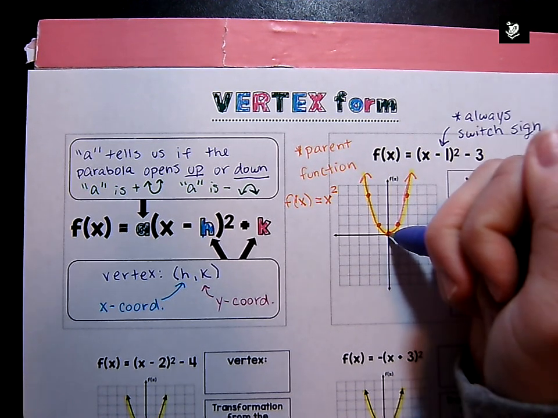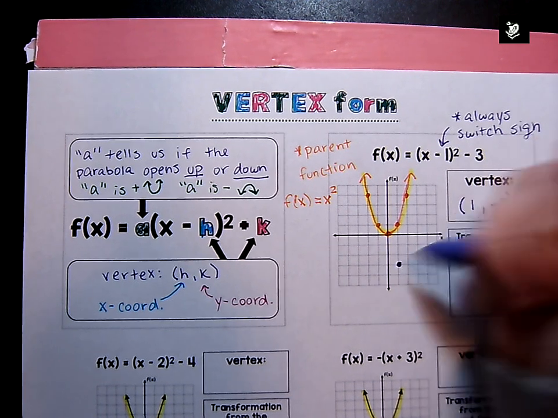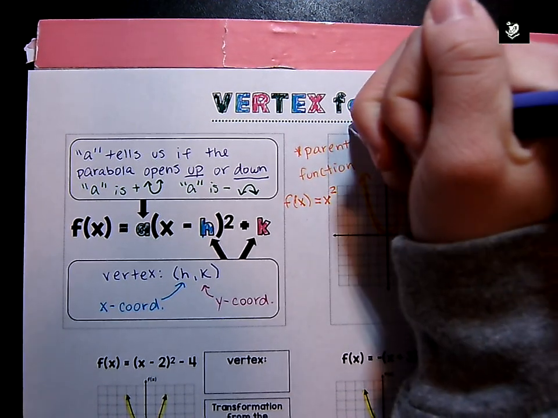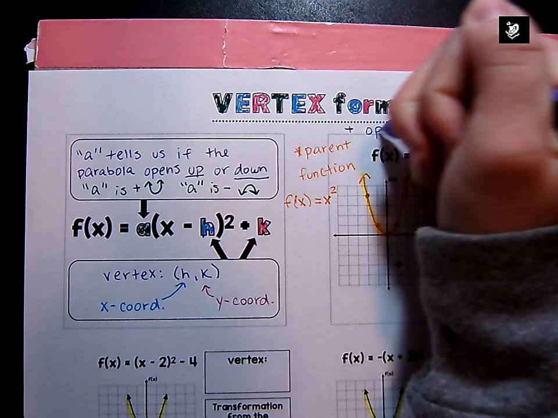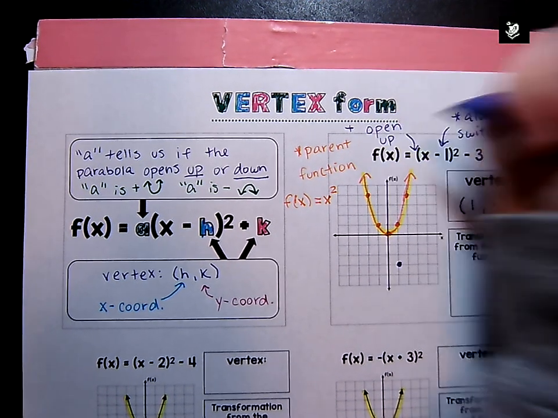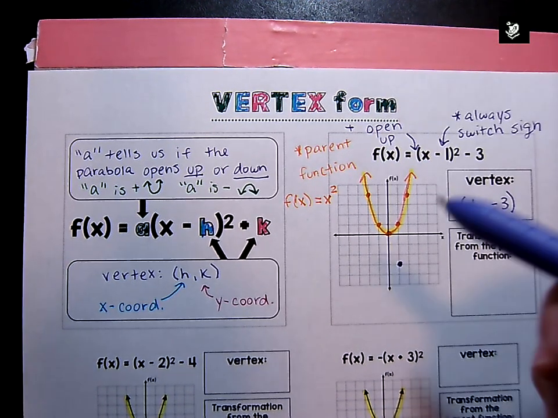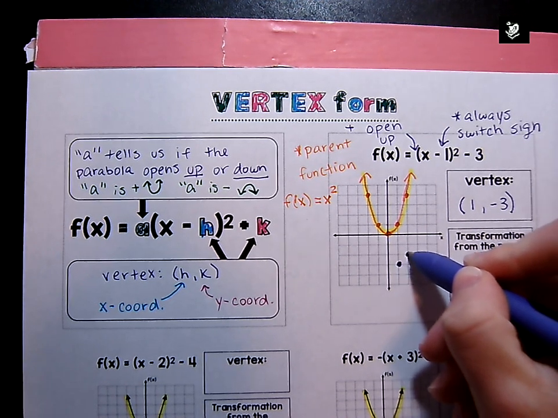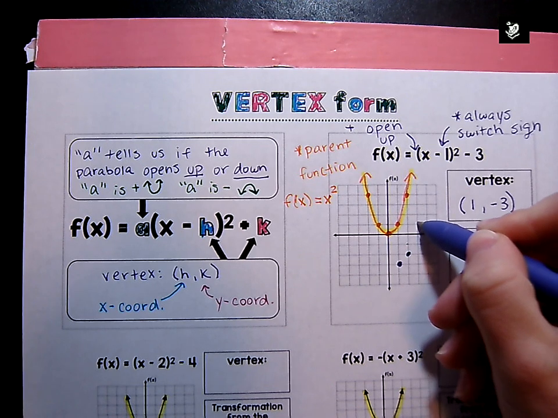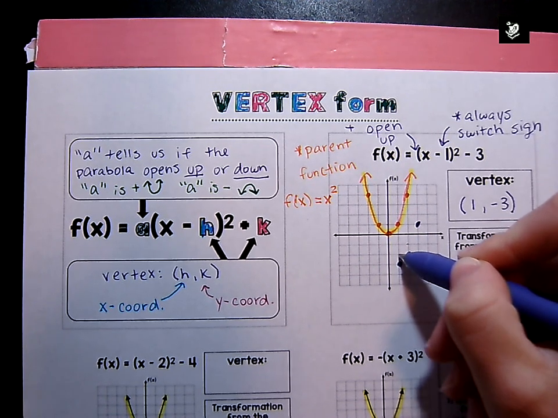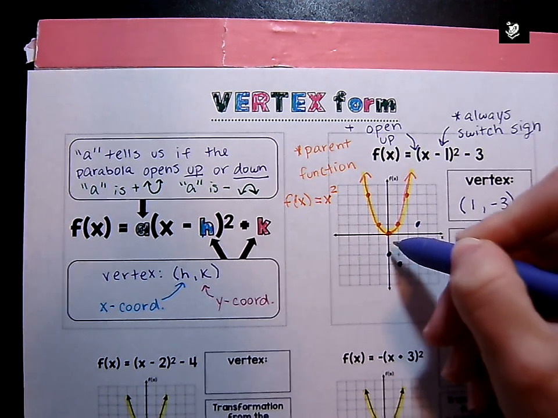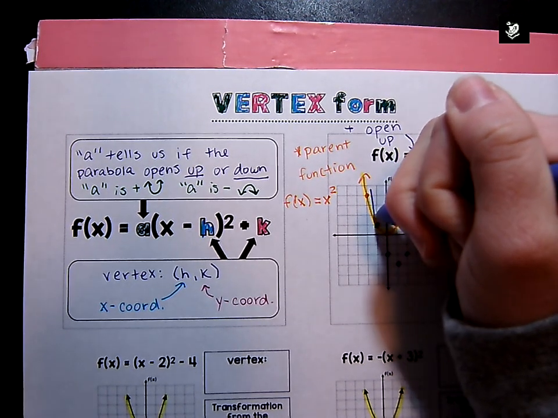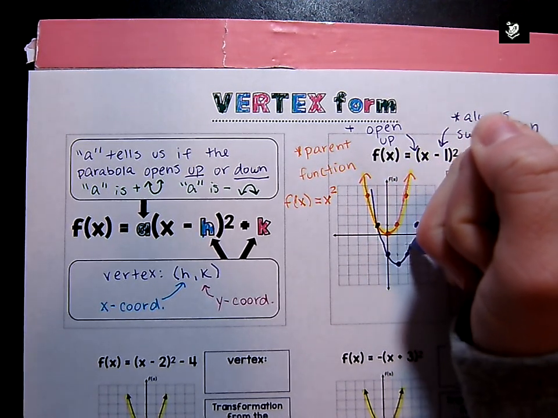So I'm going to graph that. 1, negative 3. Since there's no negative sign here, it's positive. This parabola is going to open up. So I'm going to follow my pattern like I did for my parent function. Up 1 to the right 1, up 3 to the right 1. And then do it on the other side. Up 1 to the left 1, up 3 to the left 1. And then I'm going to draw my parabola in.